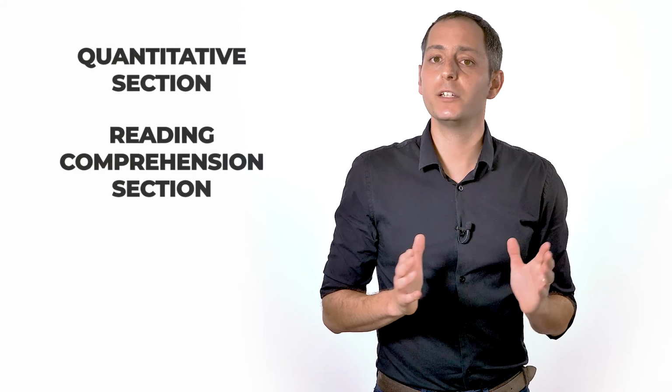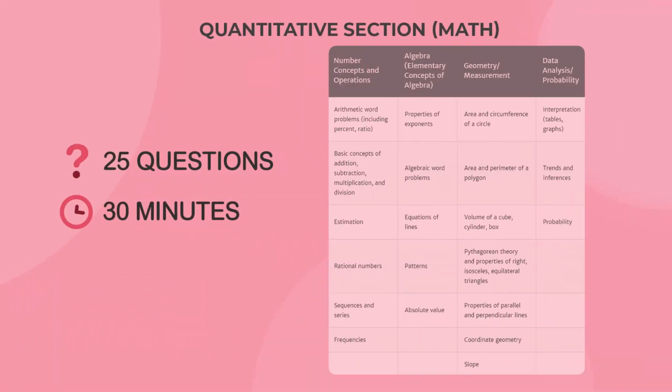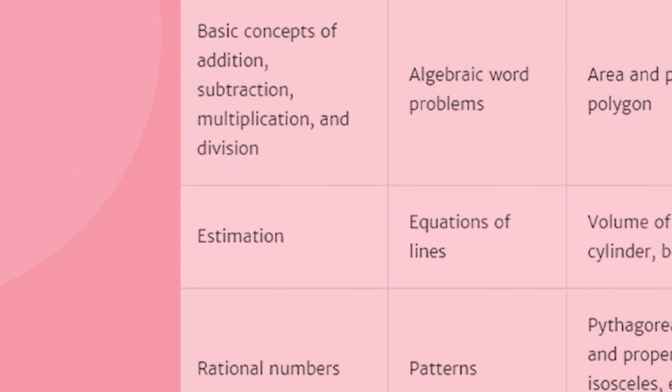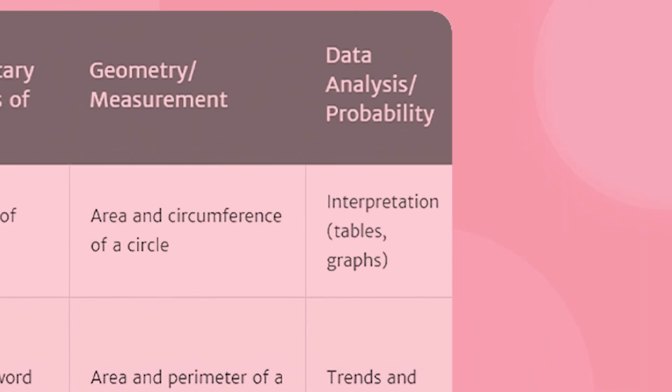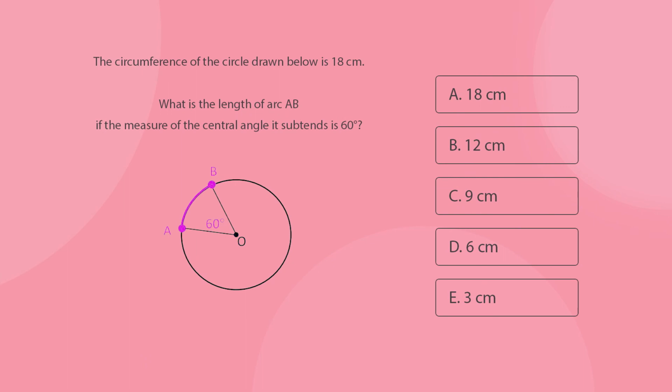After the break, you will encounter the second part of the test, which is divided into 2 sections: quantitative and reading. The quantitative section is designed to assess understanding of quantitative concepts, such as estimation, rational numbers, interpretation of graphs, and more. Let's have a look at a sample question. In this question, you need to determine the length of the colored arc. Now here's a tip. The length of an arc is a portion of the circumference, as the central angle is a portion of 360. So start by dividing 60 by 360 to get that ratio.